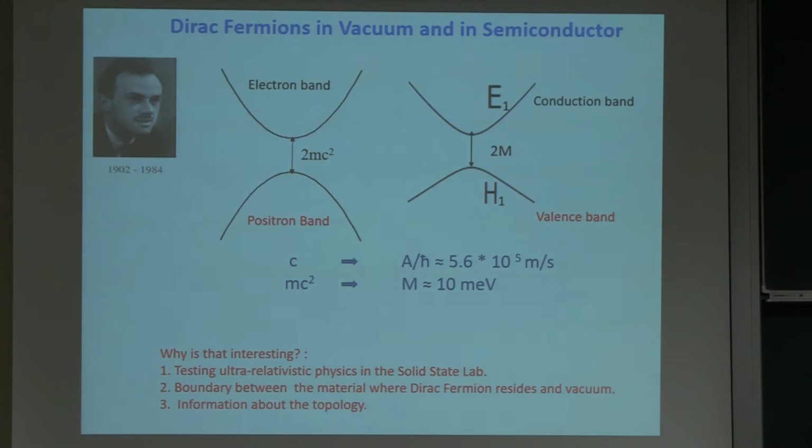The idea is that instead of talking about the relativistic electron in the relativistic lab and looking at the positron and electron band, we could actually look at the semiconductor. The nice thing about it is that some of the semiconductors, especially narrow gap semiconductors, have the same structure as the relativistic electron. So one can actually look at the valence band and conduction band and the gap between them, and look at the energy scale.